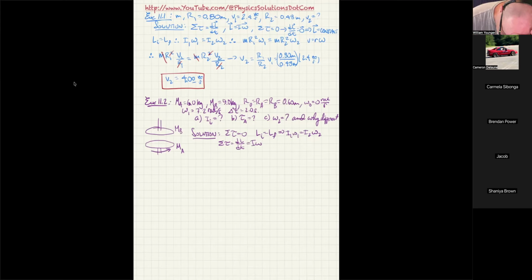So let us start with part A. So part A, the angular momentum, actually I wrote I equals question mark, and it was supposed to be L is equal to question mark. I don't know why I wrote I there, but let me fix that. So L, the initial angular momentum, is question mark. So L sub i is equal to I_A omega, what we call omega 1.